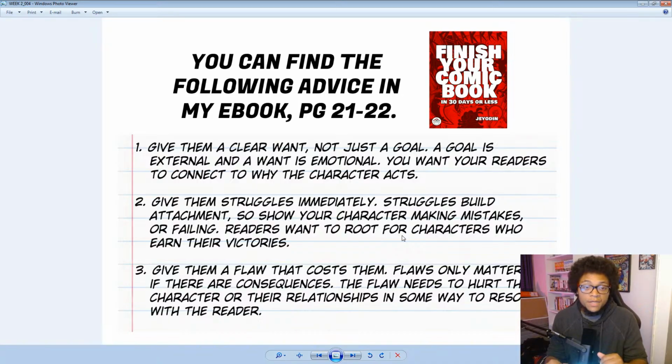So, number 2, give them struggles immediately. This is more of just trying to make the reader actually care about your character a little bit more. If they struggle immediately, then it builds an attachment. It shows your character is making mistakes or failing. That's another way for the reader to latch onto your character a little bit more. And it also makes the reader root for your character as well. It makes all the victories that they get actually worth it.